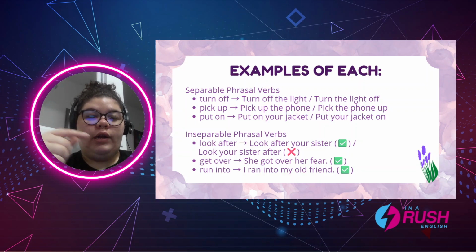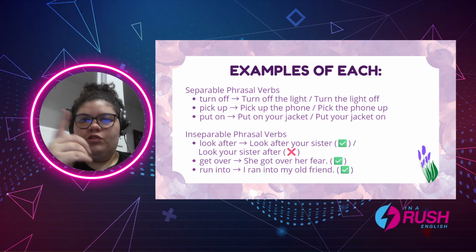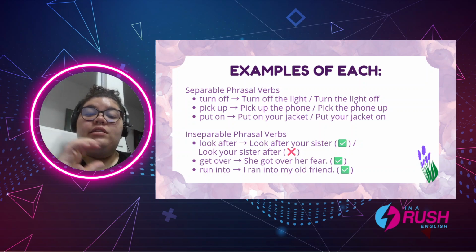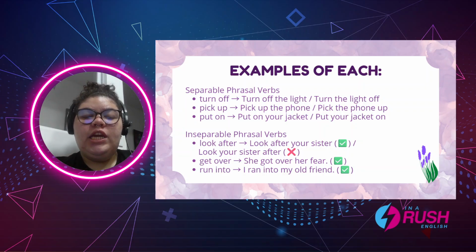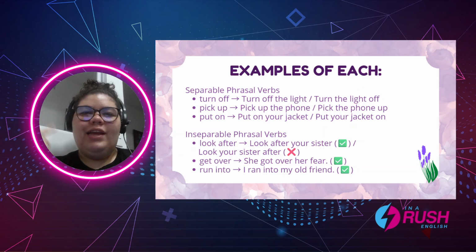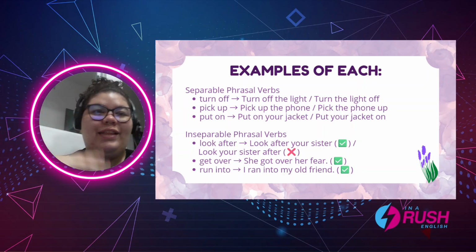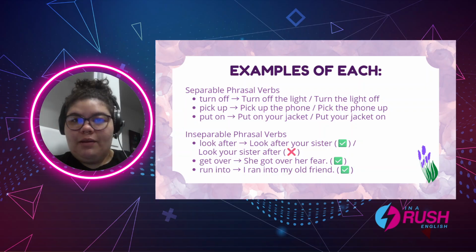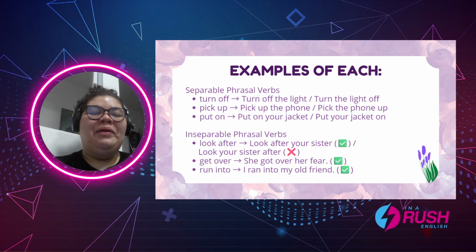Get over. The correct sentence: she got over her fear. The wrong sentence: she got her fear over. That's wrong. It's even difficult to remember. É até difícil de lembrar, porque tá tão errado que é até difícil de falar.